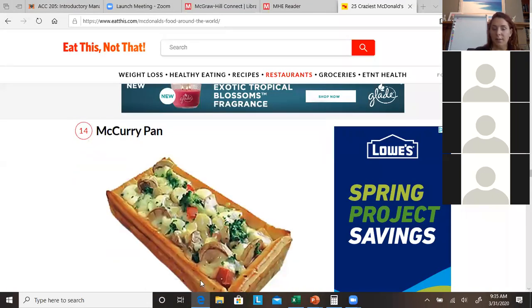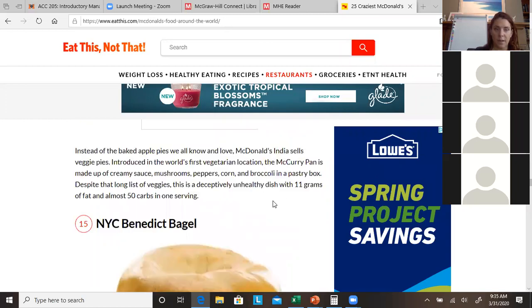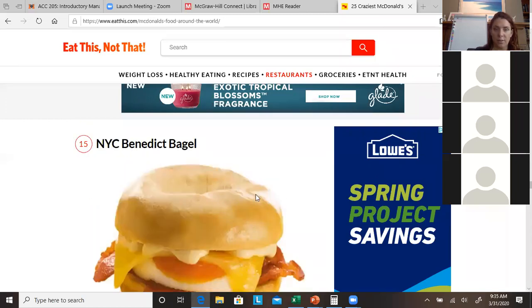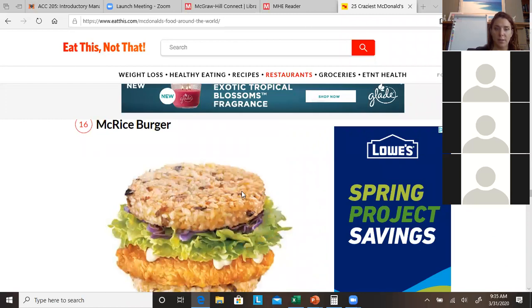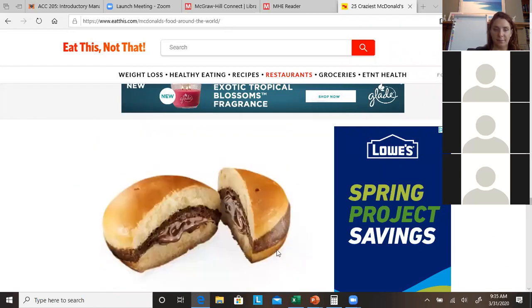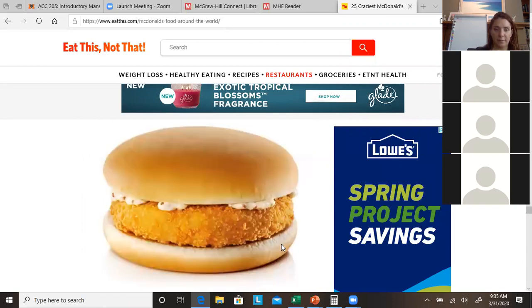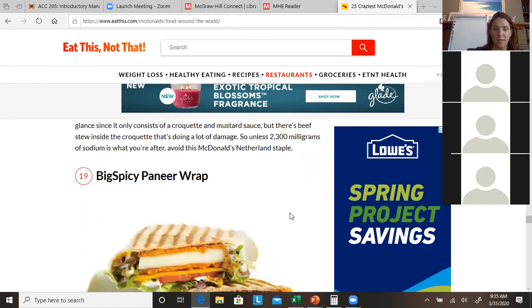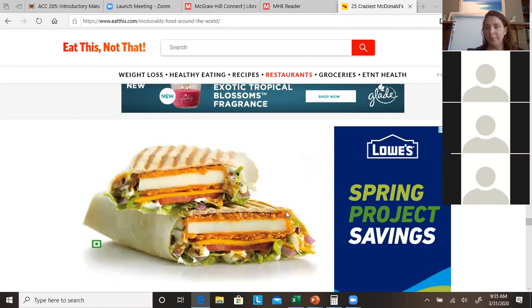The edible basket. And the NYC bagel, rice burger. Nutella. All right, so those are your decentralized McDonald's foods. Super fun, right?